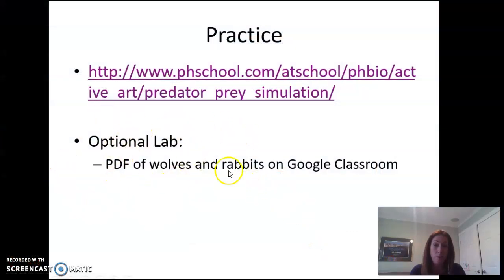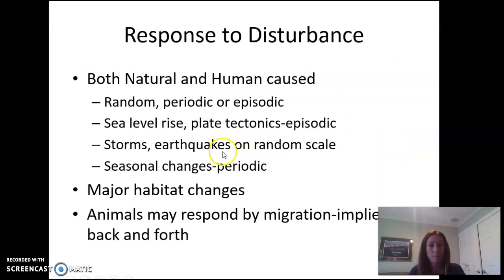So I do have some information for you. You can go and do looking at data, graphing some data, and taking a look at wolves and rabbits. That'll be on Google Classroom. I'll also post it on Blackboard because that's a PDF.